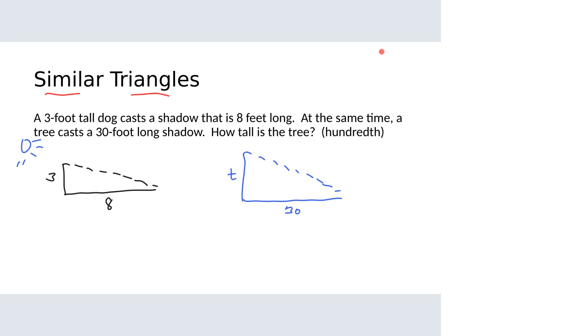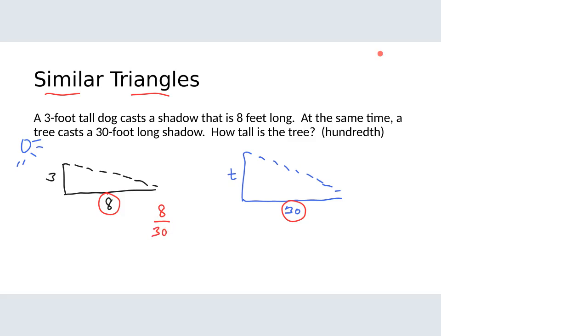Now I'm going to set up my proportion. This is the only side I know in the triangle involving the tree, and it corresponds to over here. I have those two shadows correspond to each other. So I have a relationship between these two triangles that is 8 to 30. So I could set up that ratio.